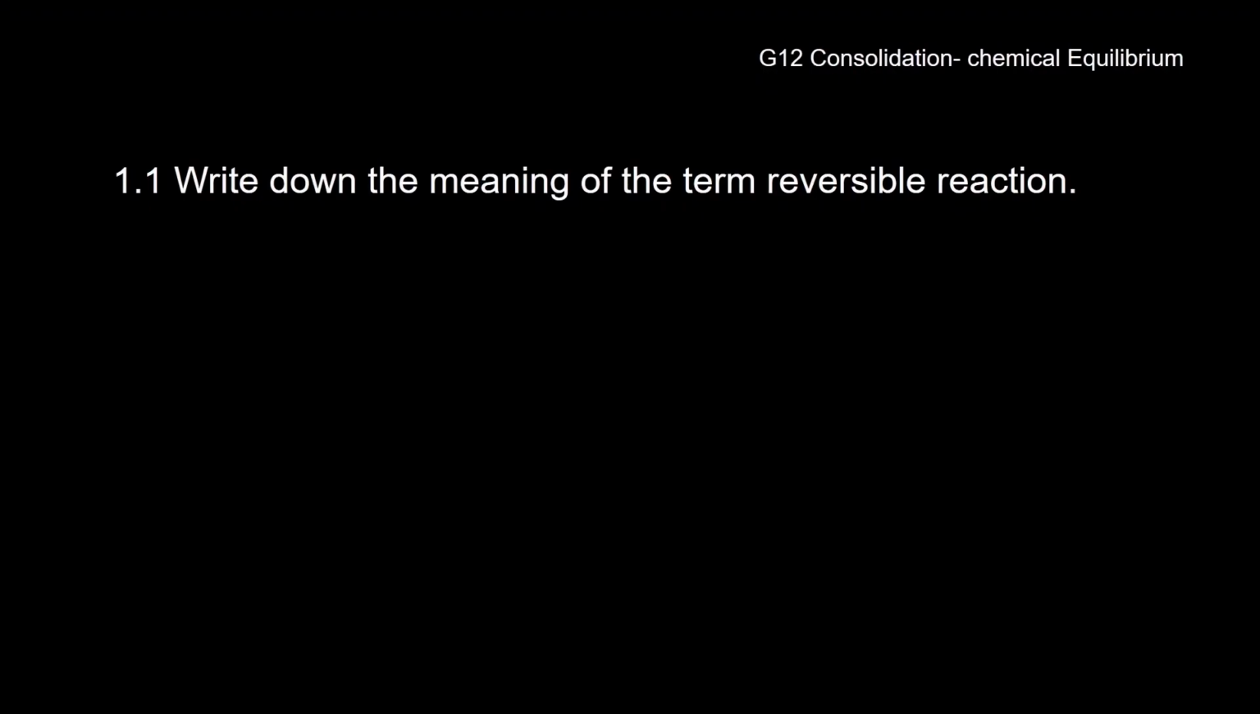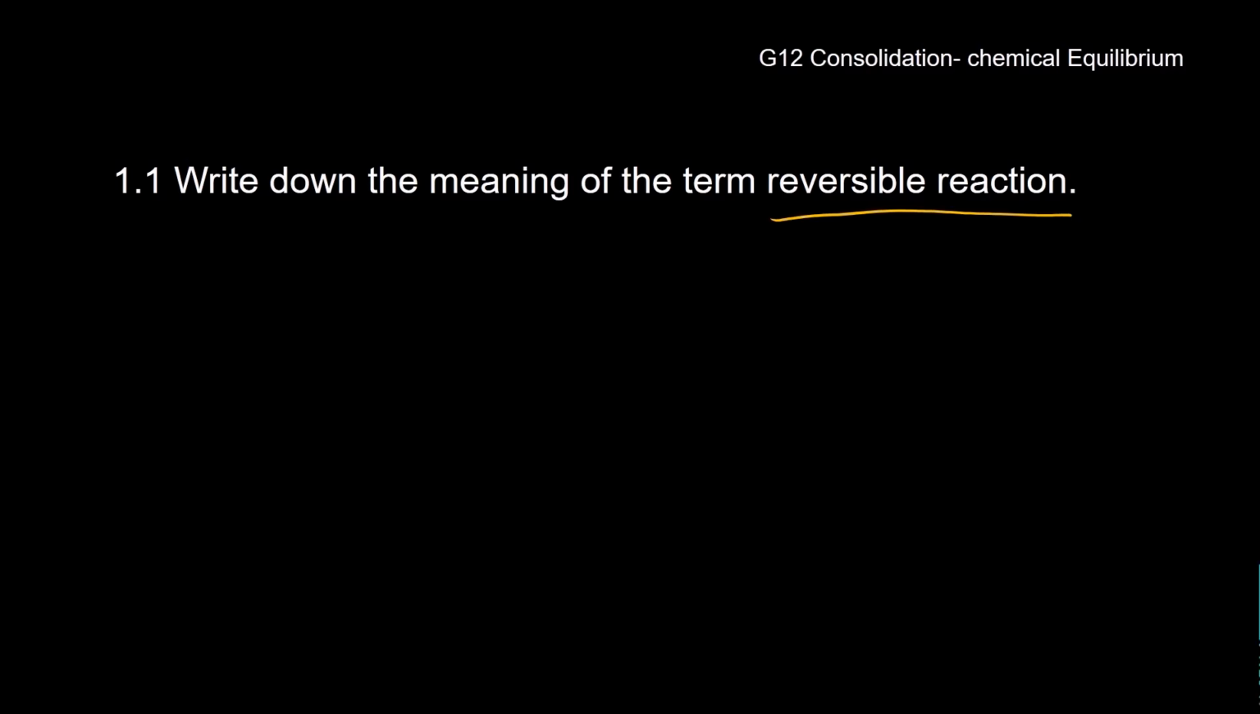The very first thing they ask us is, write down the meaning of the term reversible reaction. Now, this is not a definition that you've learned, but they're asking about an understanding. So what is a reversible reaction? Well, a reversible reaction is one in which the reactants form products, and then the products can form the reactants again. You could say that both the forward reaction and the reverse reaction are possible. So those are two options for you that you could use.